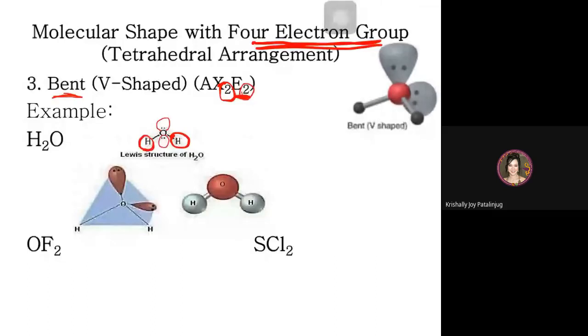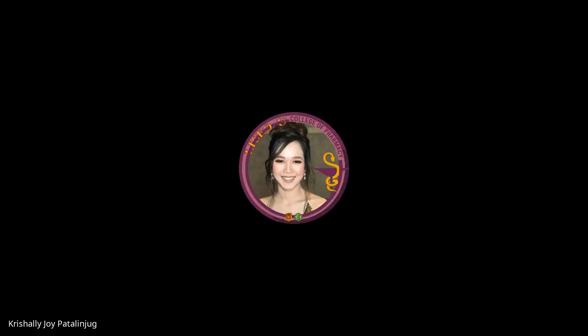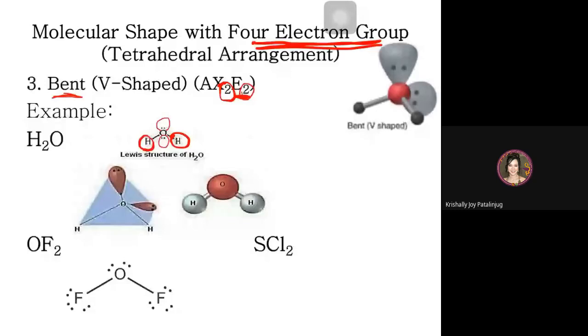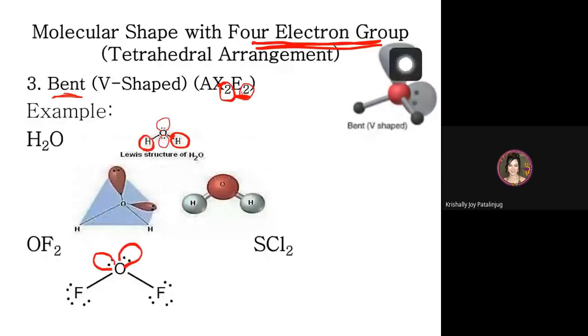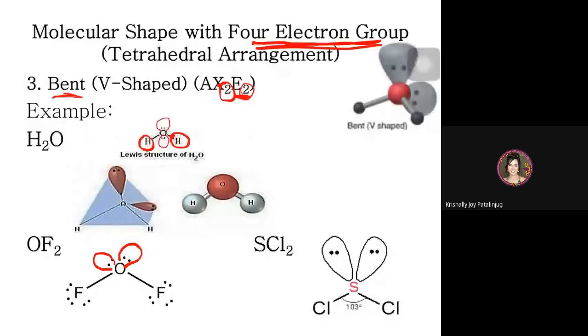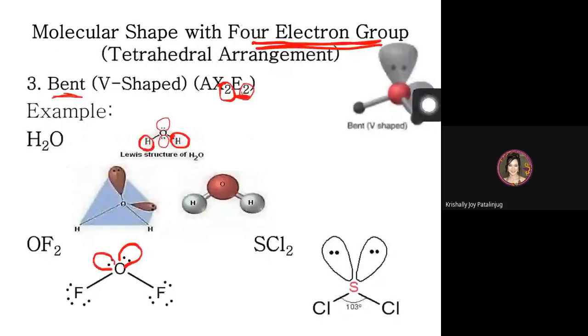Another example is the molecule of oxygen difluoride. Two lone pairs, then two bonds toward fluorine. Same with sulfur dichloride. So just count, then apply it to the VSEPR shape class. Okay? So this is sulfur dichloride.